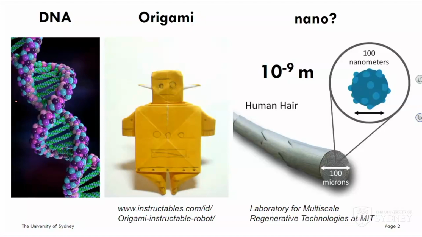So what is a nanometer? A nanometer is 10 to the minus 9 meters. If you think of a human hair, that's about 100 microns. A micron is 10 to the power of minus 6. So a nanometer is very much smaller than a human hair. That's the size regime we're talking about.